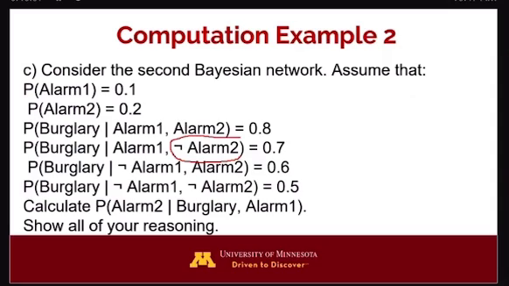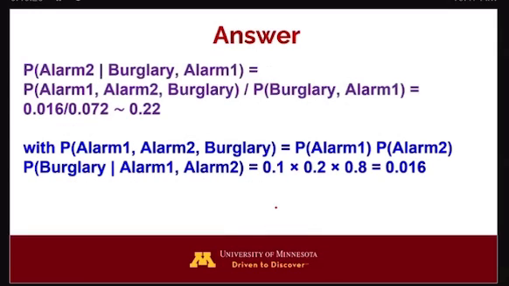But look at the question. Look at what they want you to find. Find the probability of alarm 2 given burglary, alarm 1. That's what we want to find. The probability of alarm 2 given burglary, alarm 1. How am I going to do that? I'm actually going to interpret that as this.